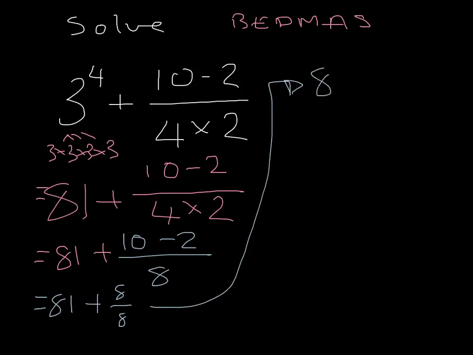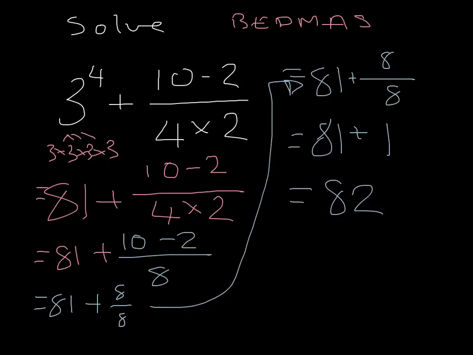So now I have 81 plus 8 over 8. And that's what we've written down there. When I divide 8 by 8, I end up with 1. So now I have 81 plus 1, and my final answer is 82.